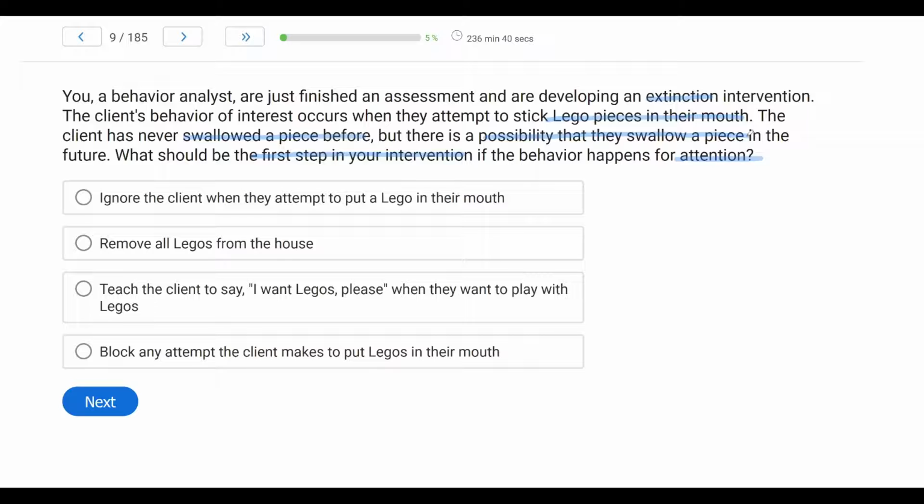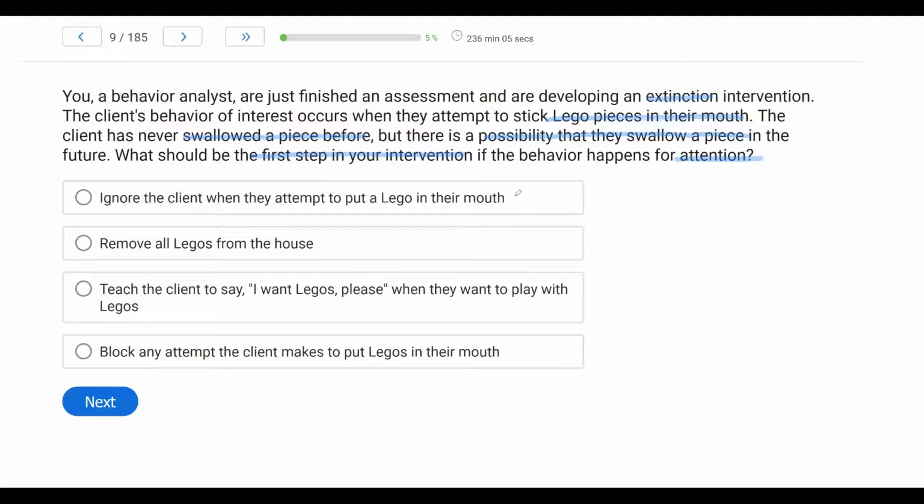And what's the number one rule in behavior analysis? Do no harm. We prevent harm at any time and any way possible for our clients. So, regardless of what your idea of the perfect intervention is, regardless of what you're trying to accomplish, the first thing we need to do is what? Well, we need to keep the client safe because even though they've never swallowed a piece before, they might swallow one in the future. We cannot let that happen, especially under our watch.